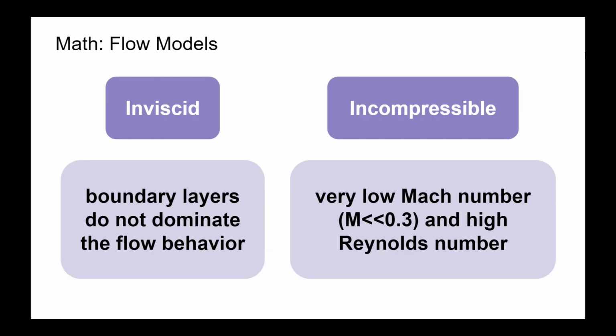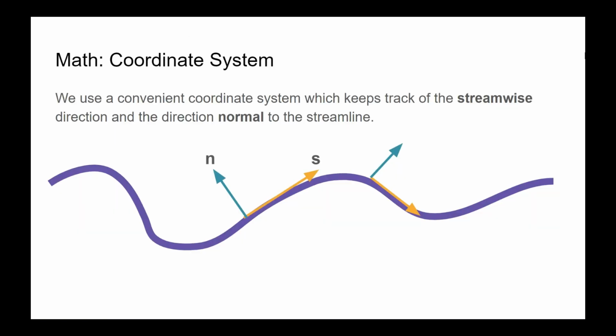When we mathematically analyze a torque converter, we make some assumptions and abstractions first. We model the flow as being inviscid because the boundary layers along the surfaces in the torque converter do not dominate the flow behavior, and we model the flow as incompressible because torque converters operate at a low Mach number and a high Reynolds number.